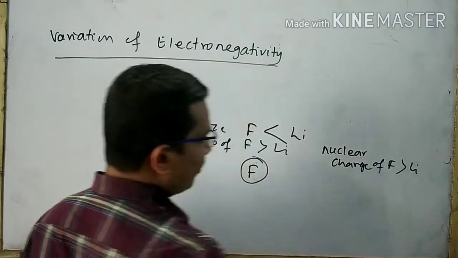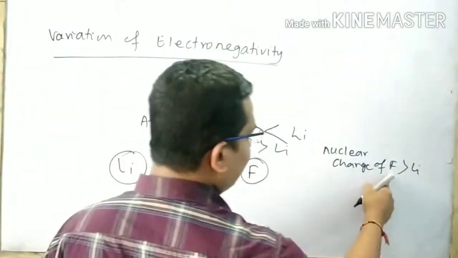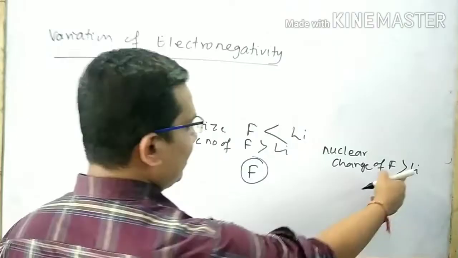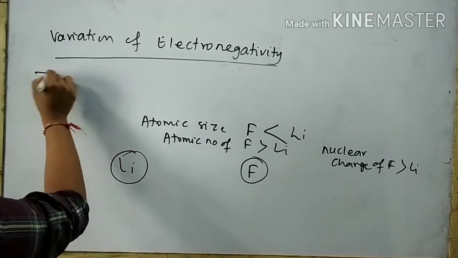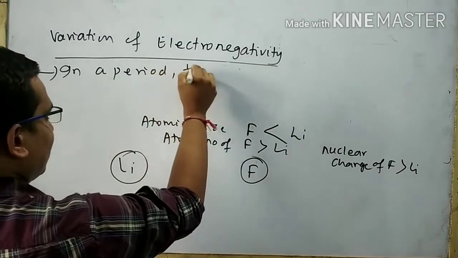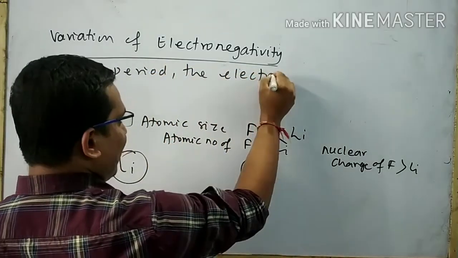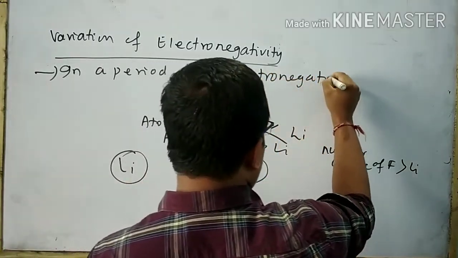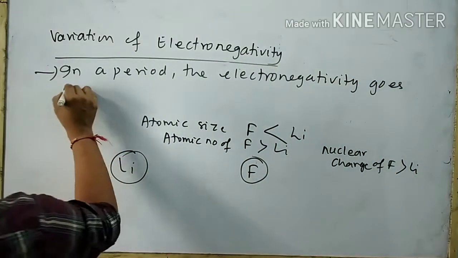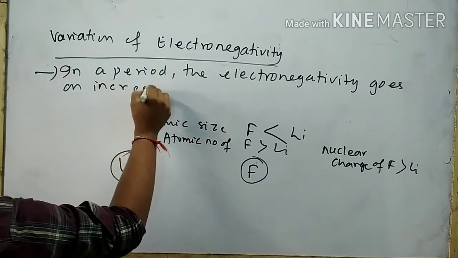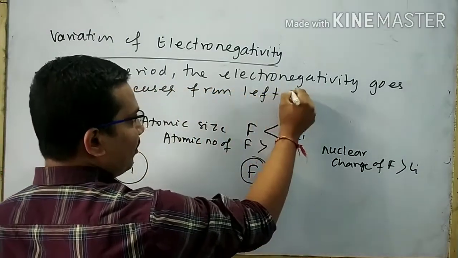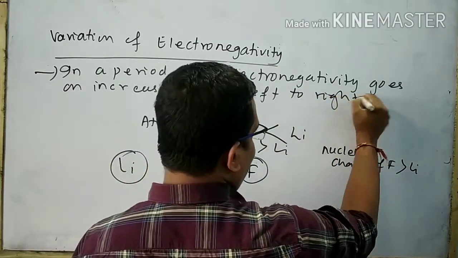Due to more nuclear charge, fluorine has more electronegativity than lithium. So we can write, in a period the electronegativity goes on increasing from left to right.